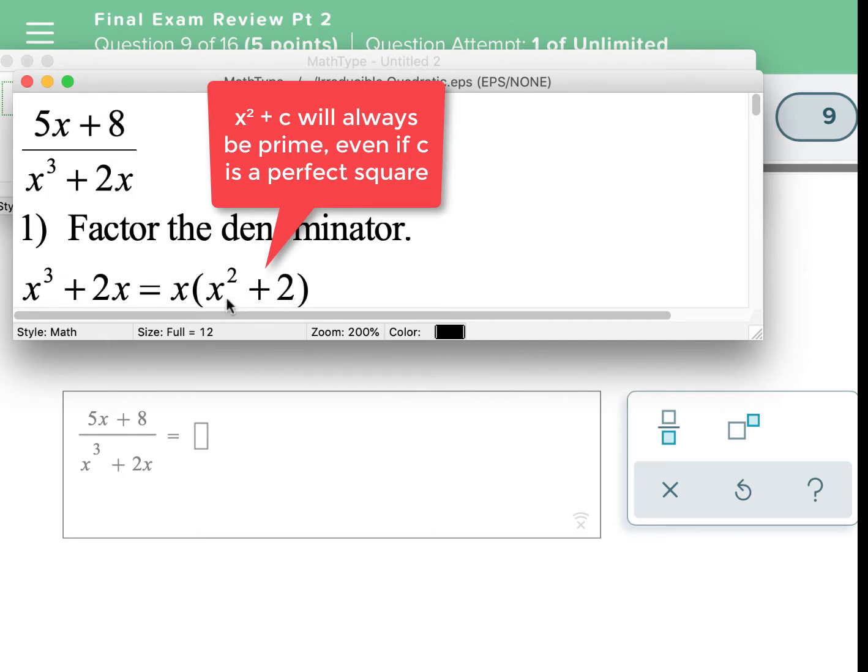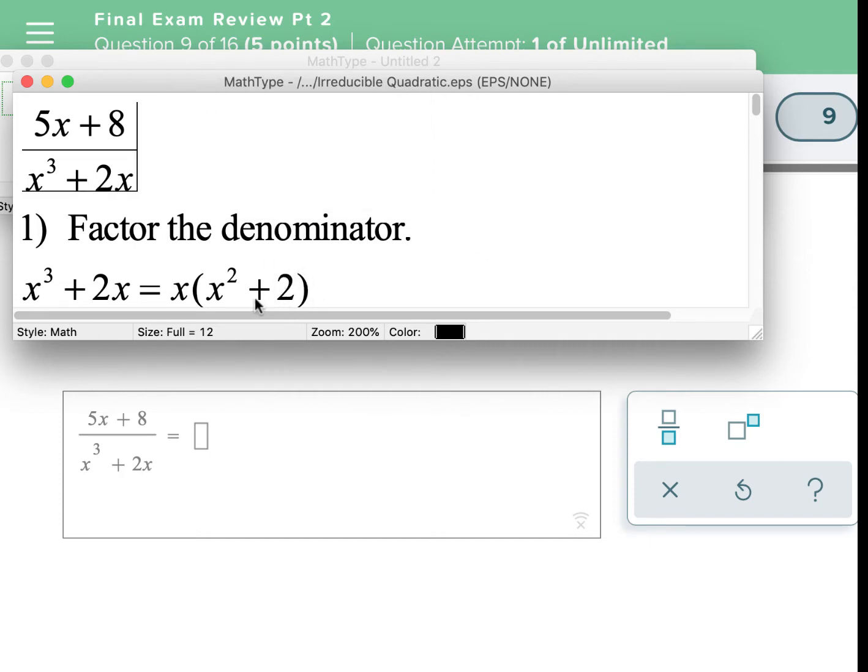If it were x squared minus 4, then we could factor it as x minus 2, x plus 2. But because it's added to a constant, we know that it's irreducible. There's no factors of 2 that add up to 0. The only factors of 2 are 1 and 2 and -1 and -2, and neither of those add to 0. All right, so now that we have it factored, it turns out there's a rule.